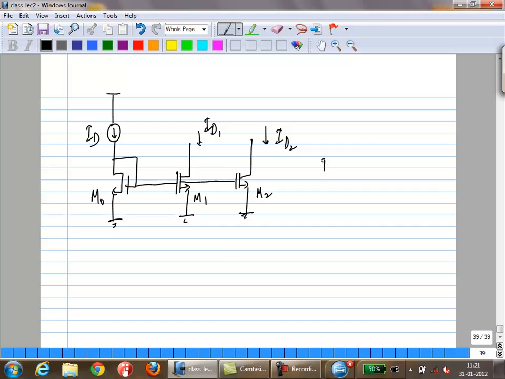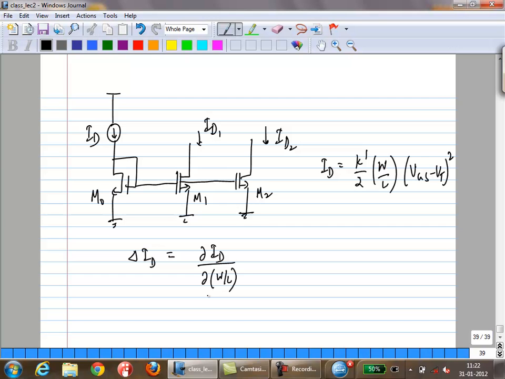We'll assume they're in saturation, so I'm just going to write it as VGS minus VT the whole squared. What is delta ID now? You have a dependence on W over L, so it's dou ID by dou W over L times delta W over L, plus dou ID by dou of VGS minus VT times delta of VGS minus VT. This will give you the current mismatch between the two branches.